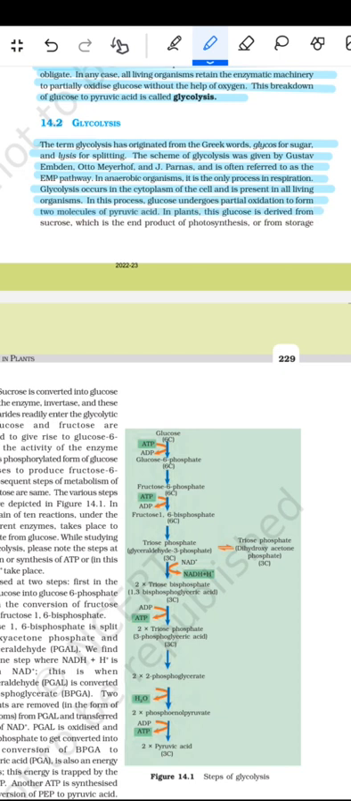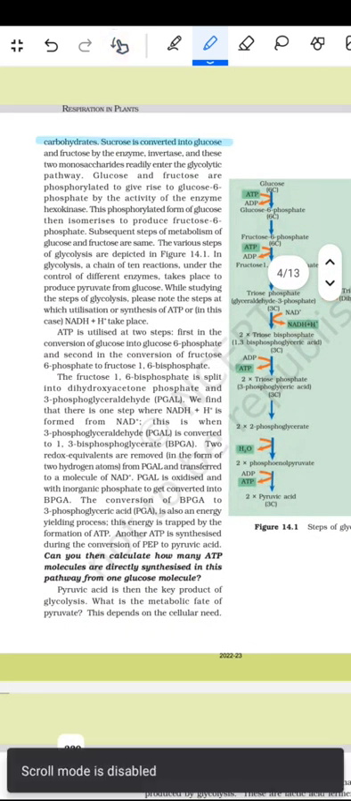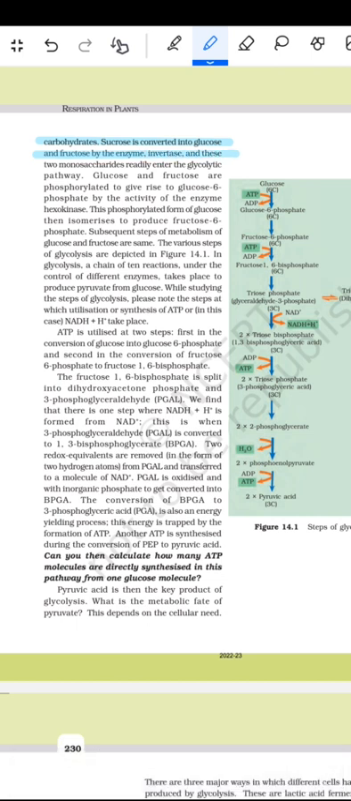In plants, this glucose is derived from sucrose, which is the end product of photosynthesis, or from storage carbohydrate. Sucrose is converted into glucose and fructose by the enzyme invertase, and these two monosaccharides readily enter the glycolytic pathway. Glucose and fructose are phosphorylated to give rise to glucose 6-phosphate by the activity of the enzyme hexokinase. This phosphorylated form of glucose is then isomerized to produce fructose 6-phosphate. Subsequent steps of the metabolism of glucose and fructose are the same. The various steps of glycolysis are depicted in table 14.1.